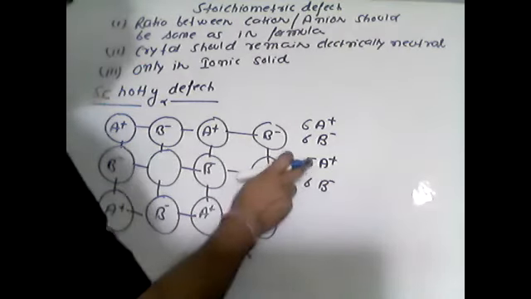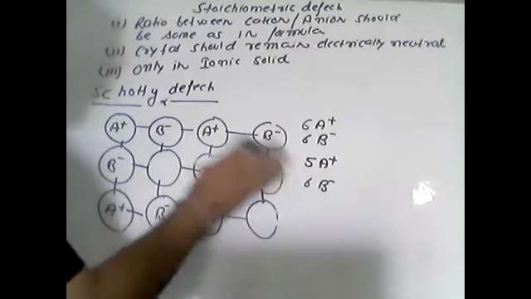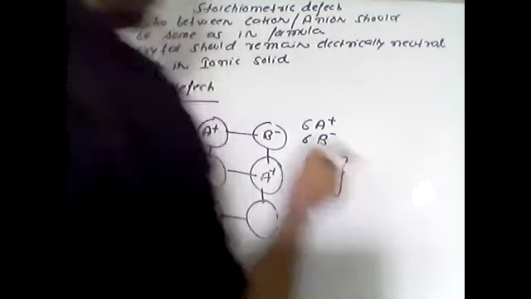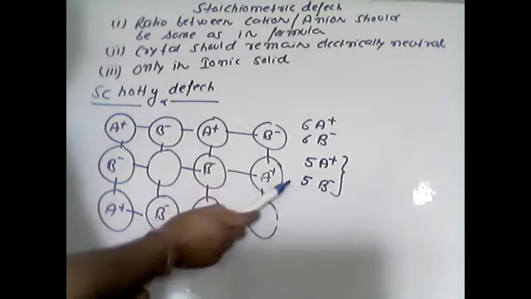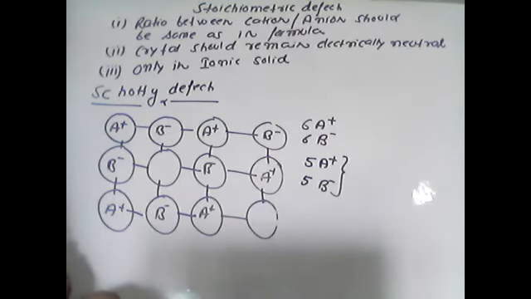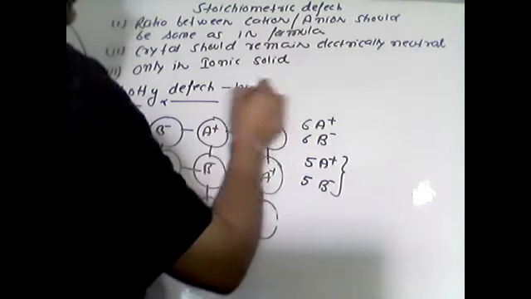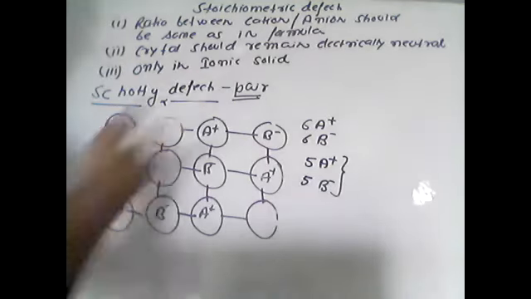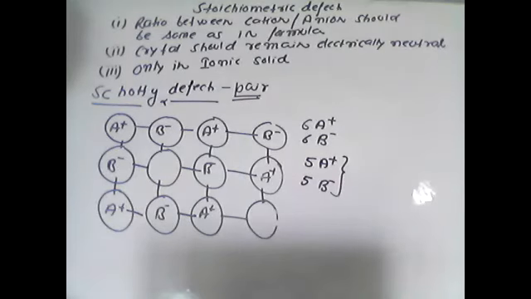But again, if you see the ratio between cation and anion, the overall crystal is electrically neutral. We have 5 A's and 5 B's. Overall, it is electrically neutral, the ratio is 1:1 again, and it is an ionic solid. This type of defect we call a Schottky defect. It occurs in pairs. When one cation is missing, simultaneously one anion is also missing. So this defect we call a Schottky defect.